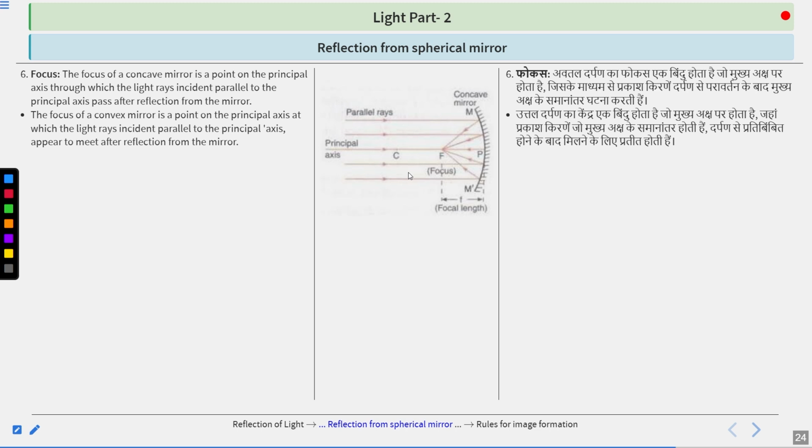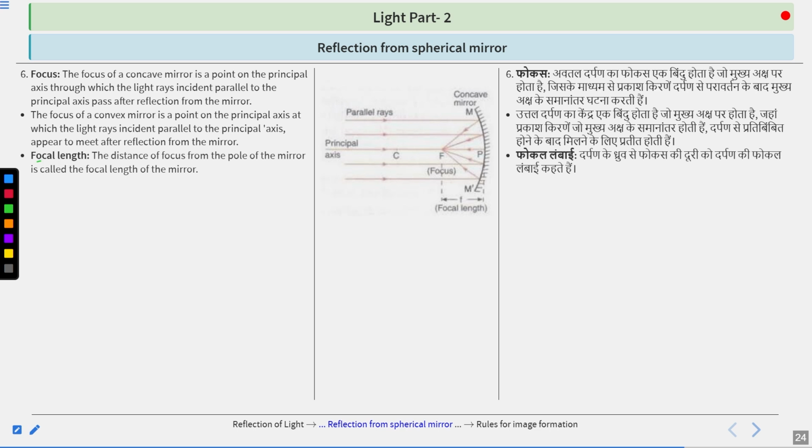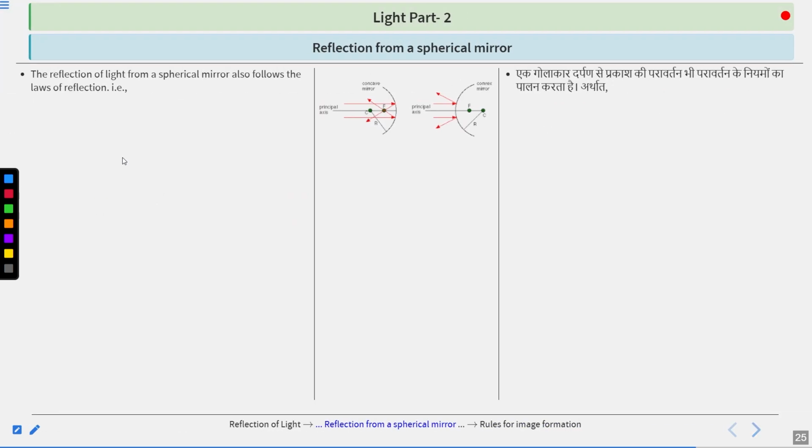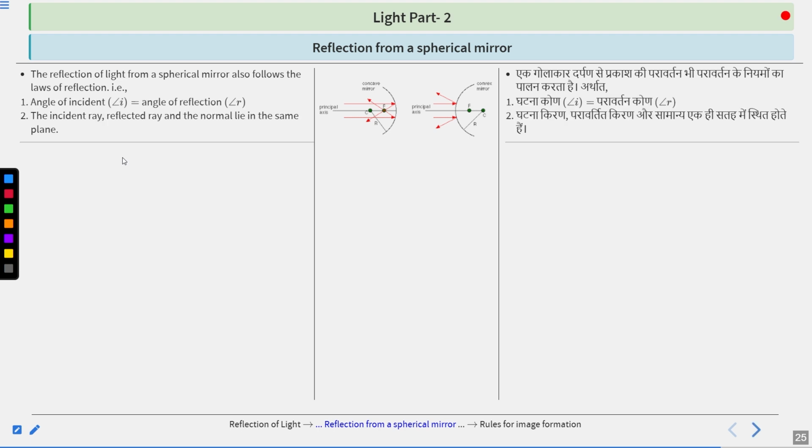The focus of a convex mirror is a point on the principal axis at which the light rays incident parallel to the principal axis appear to meet after reflection from the mirror. Focal length. The distance of the focus from the pole of the mirror is called the focal length of the mirror. The focal length of a spherical mirror is equal to half of its radius of curvature. The reflection of light from a spherical mirror also follows the laws of reflection. Therefore, the angle of incidence always equals the angle of reflection. The incident ray, reflected ray, and the normal lie in the same plane.